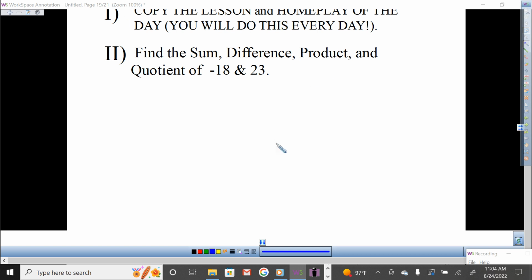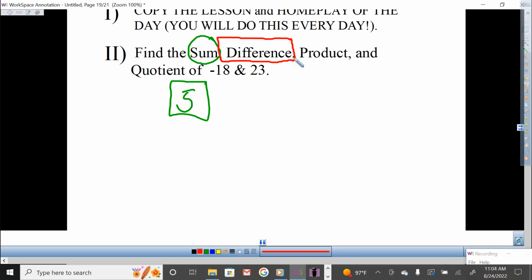All right, so let's get started. I'm going to start with the sum of negative 18 and 23. What did you get for the sum, Jaden? 5. Hands if you got 5. That is correct. Thank you. Let's go with the difference of negative 18 and 23. JP? Negative 41. Hands if you got that. That is correct.